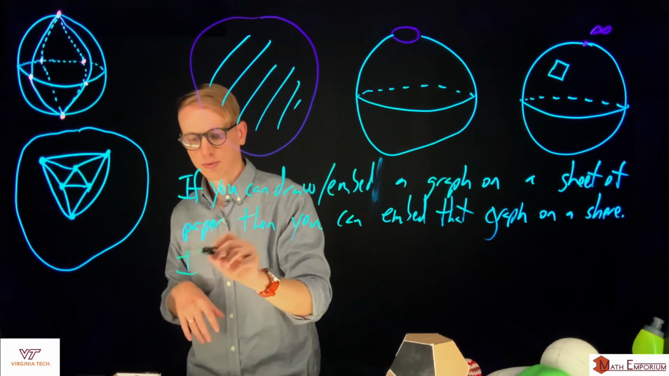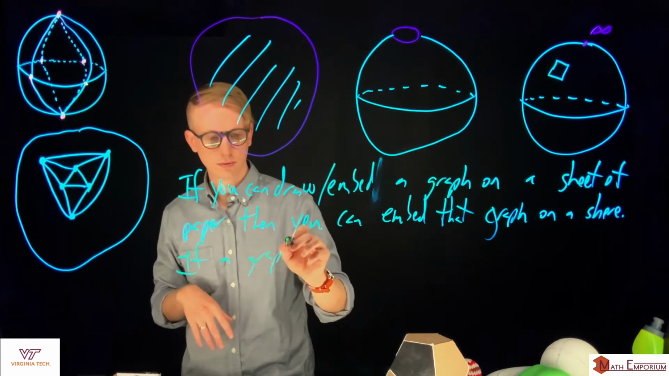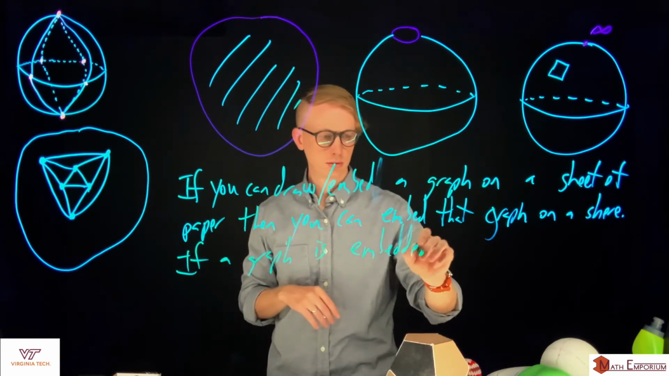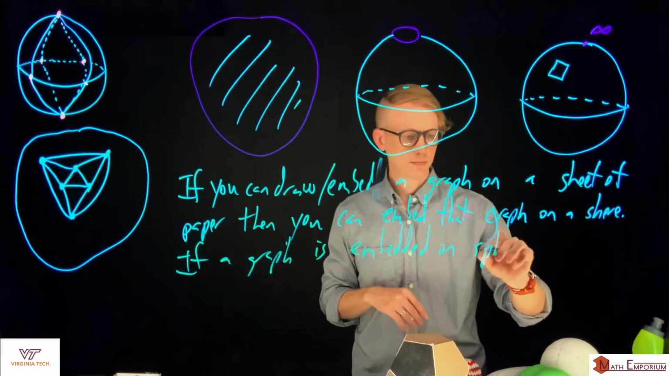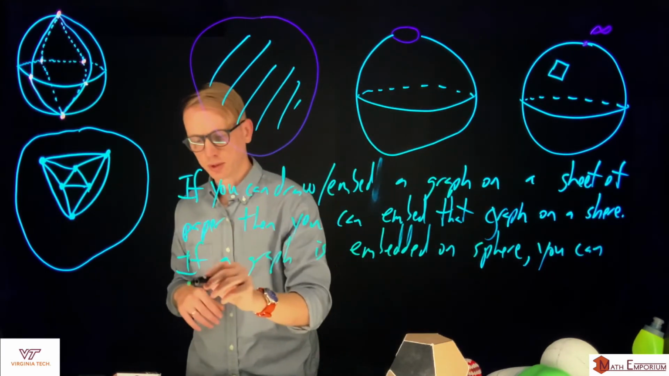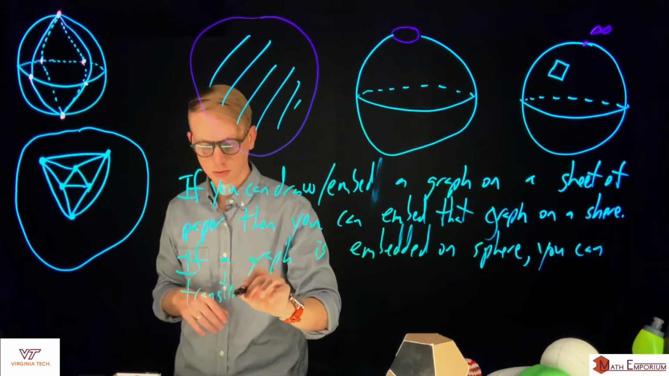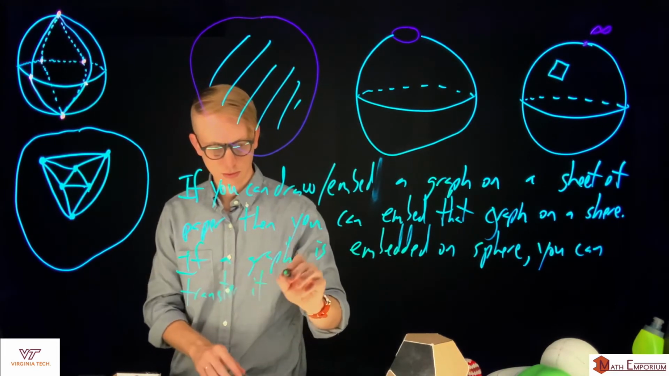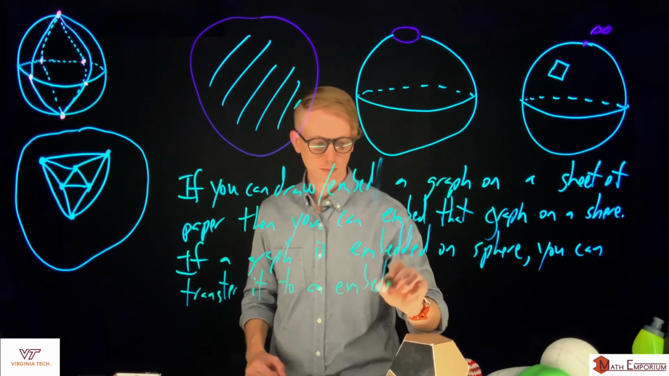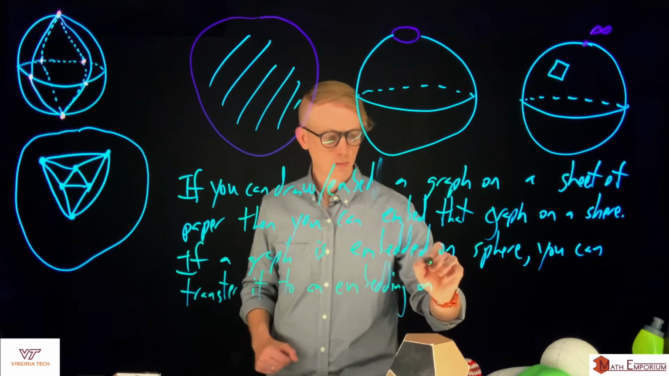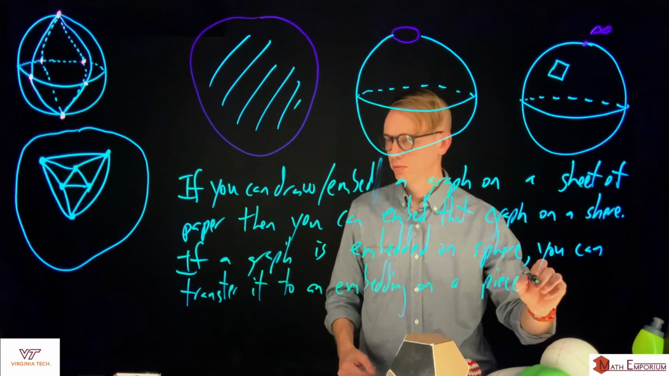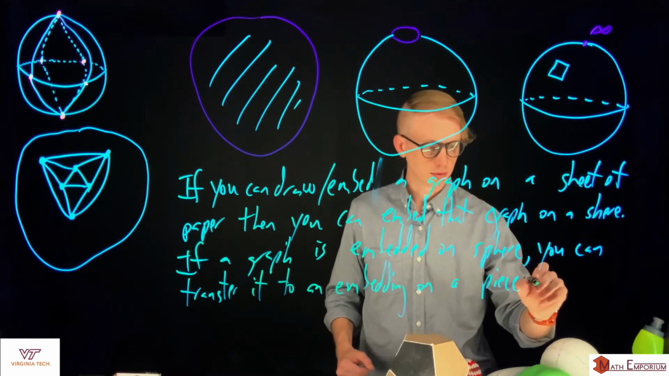So if a graph is embedded on a sphere, you can transfer it to an embedding on a piece of paper again, right? It's a sheet of paper. Sorry, piece of paper.